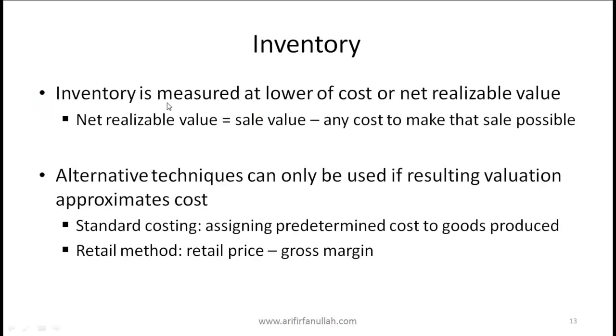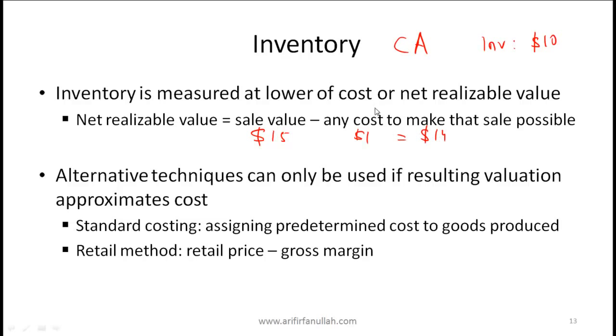Inventory, so what we are going to talk about now is some of the major current assets. So one current asset is inventory. Inventory is measured at lower of cost or net realizable value. What this means is, let's say that you bought inventory for $10, and then let's say that the value of the inventory in the market went up. So the net realizable value is how much you could sell the inventory for. Let's say you can sell it for 15 minus the cost to make that sale possible. Let's say that's $1. So the net realizable value will be 14.